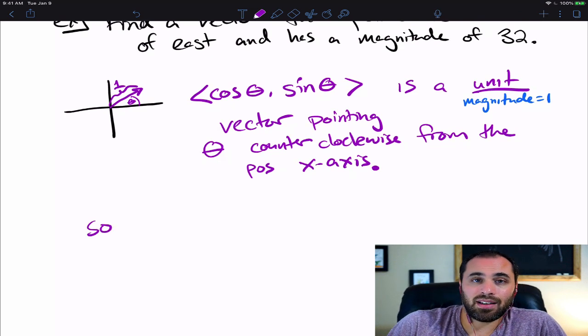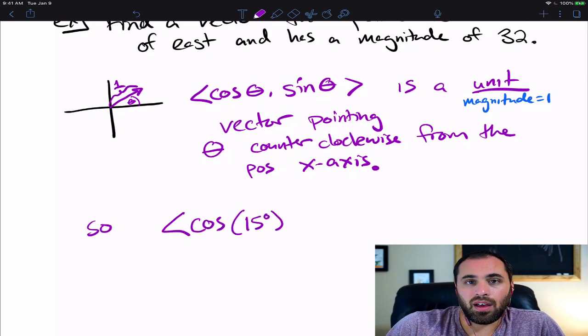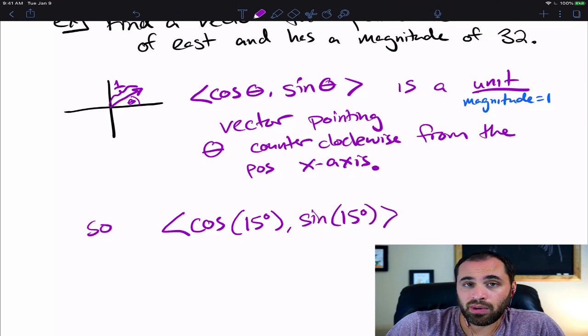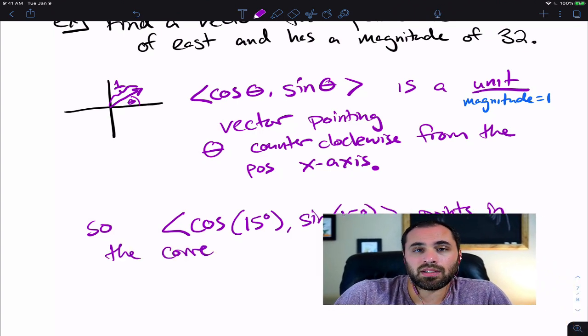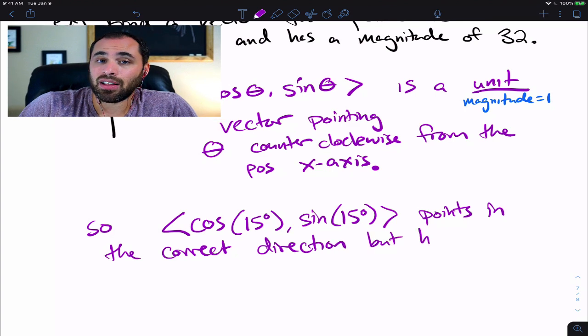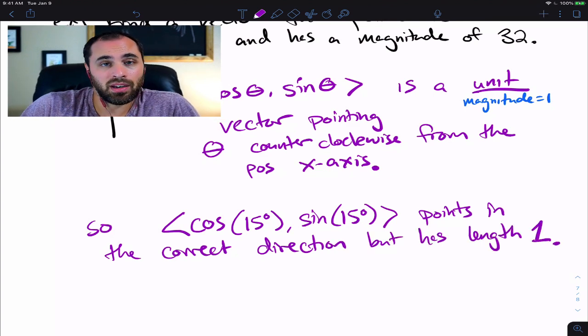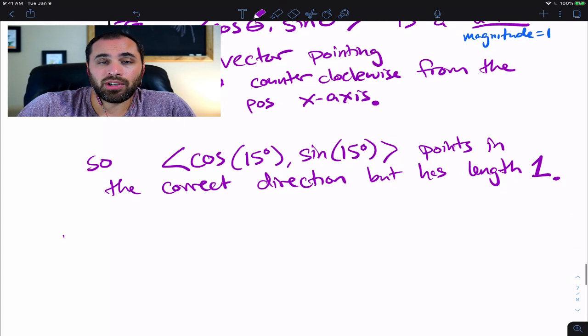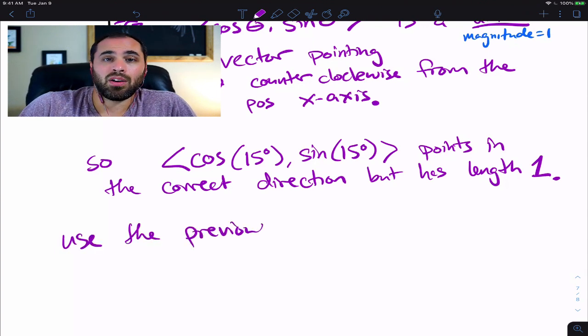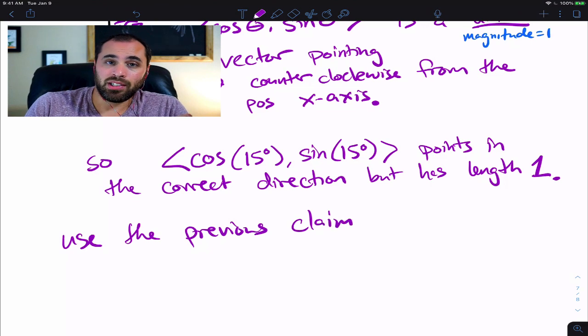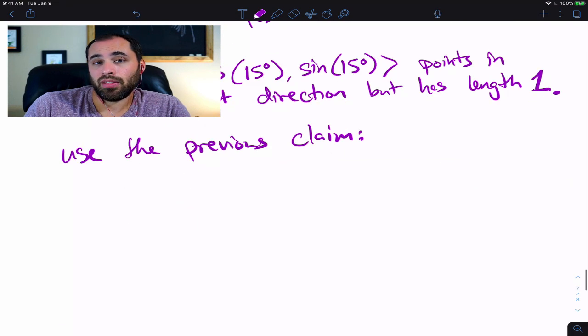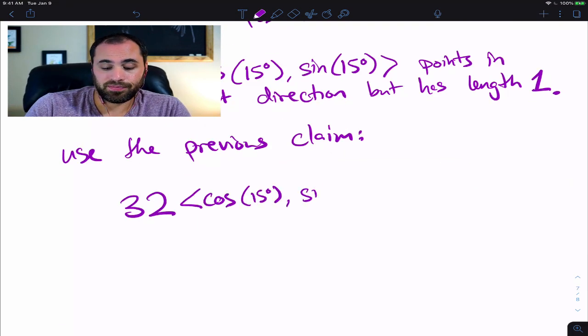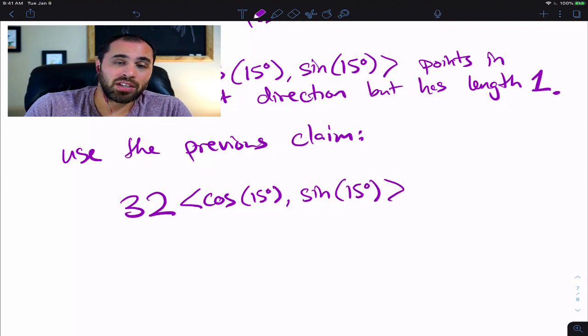And it points in the direction we want. So in this instance, a vector that points in the direction that we want is (cosine of 15 degrees, sine of 15 degrees). It's not long enough. This only has length 1, and we want a vector with length 32. But this last claim that we just proved tells us we can scale it from 1 to 32 simply by multiplying by 32. So we'll do that, and we could write our answer this way, or if we want to give a decimal approximation, we can write it this way.